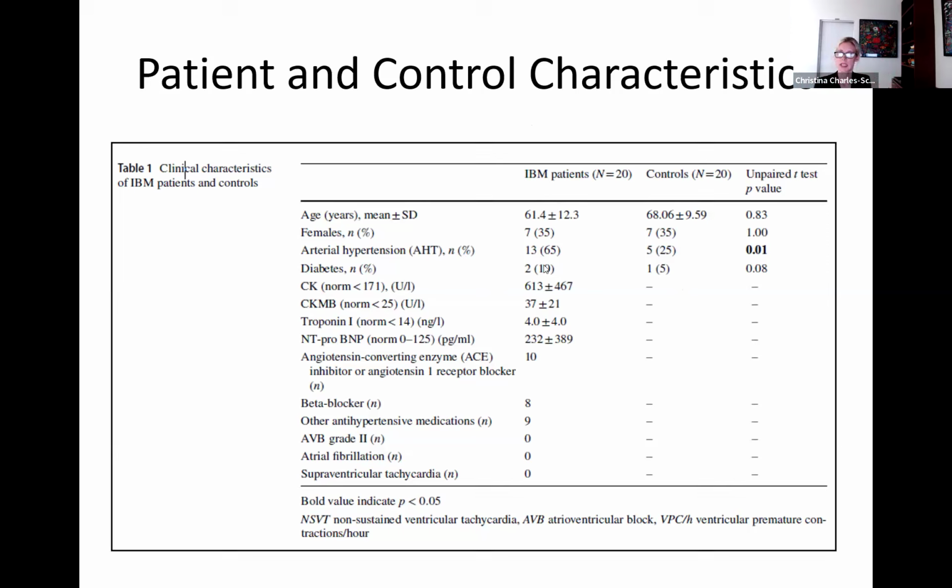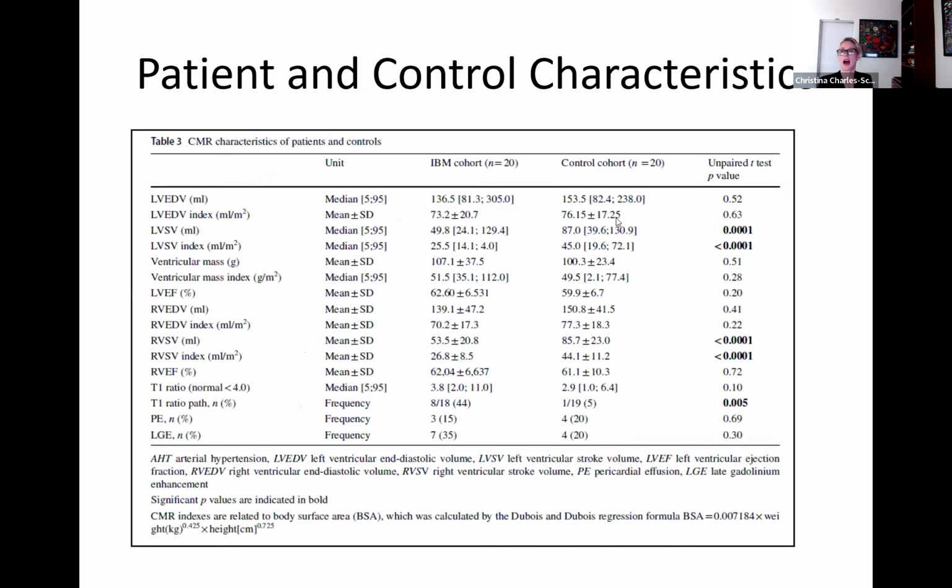So arterial hypertension was different, meaning more of the IBM patients had hypertension than the controls. And again, that's getting back to what I talked about, cardiovascular risk factors. That assessment is important. And you can see here, there's more hypertension in the IBM patients than in the controls.